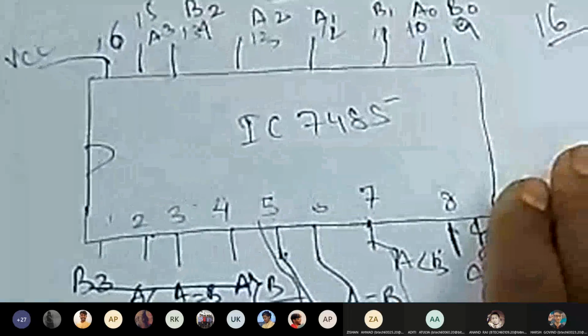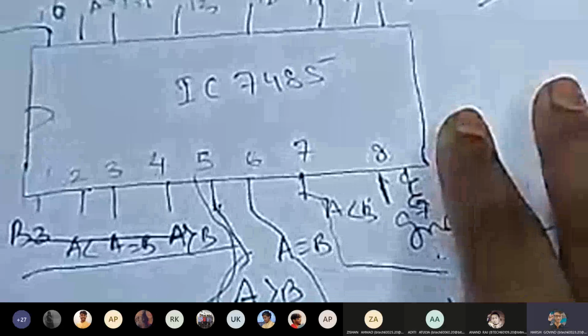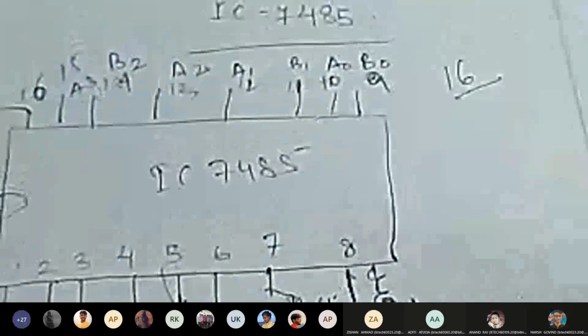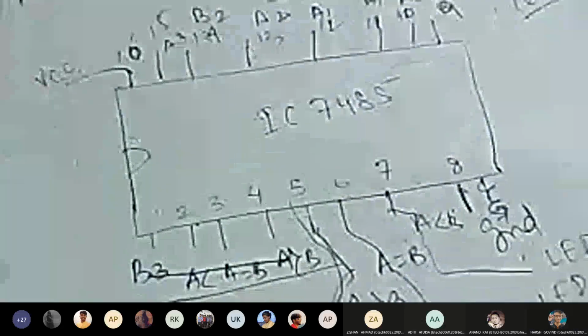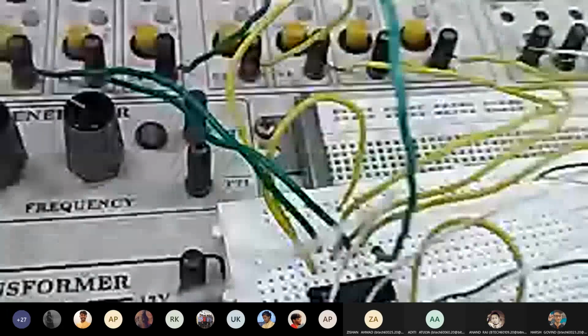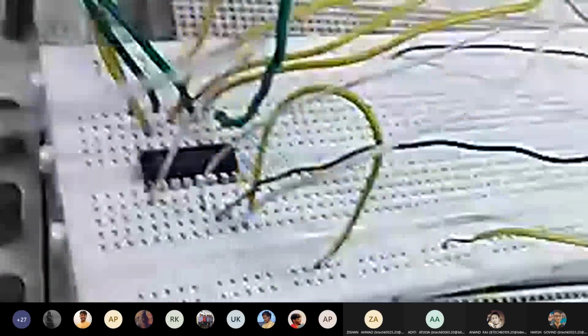Is it clear, everyone? These numbers, we have already mentioned. Yes, ma'am. Now the thing is how we will connect. So already you know, these are the outputs, and we have connected them already for you all.